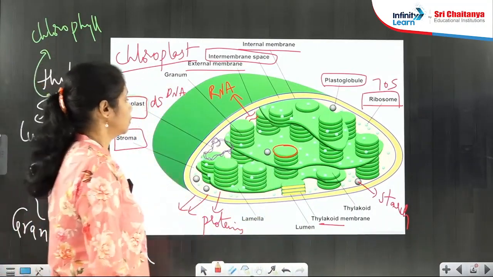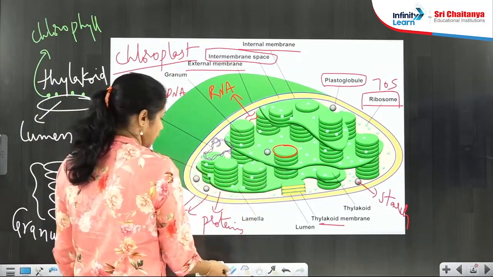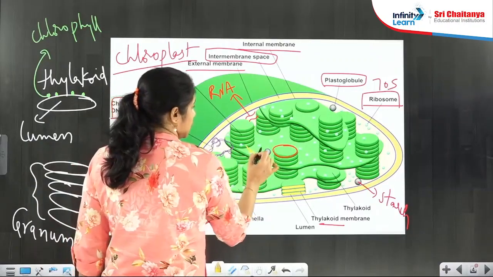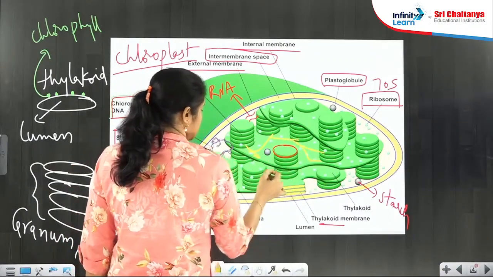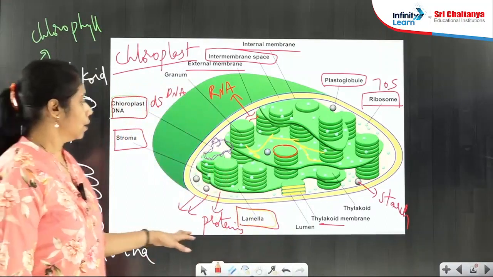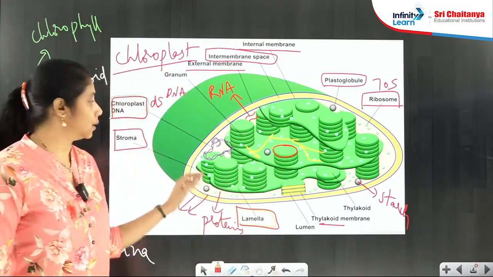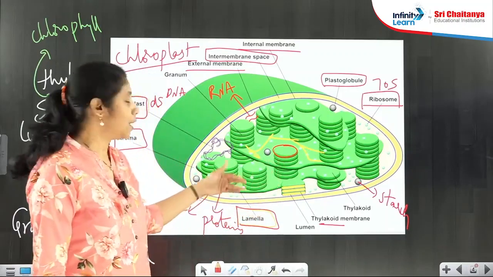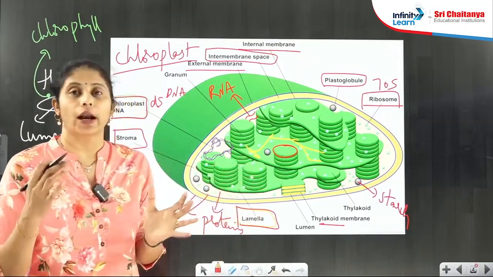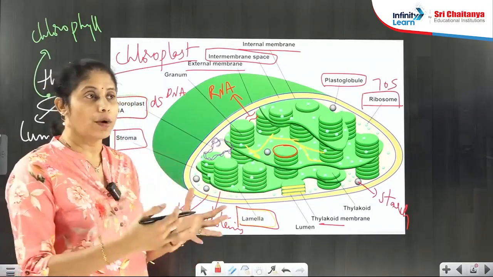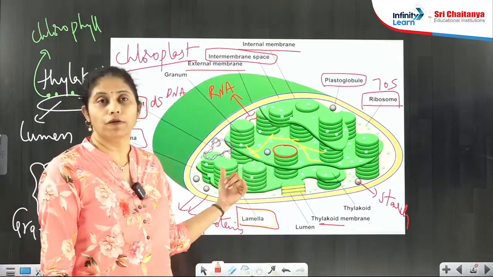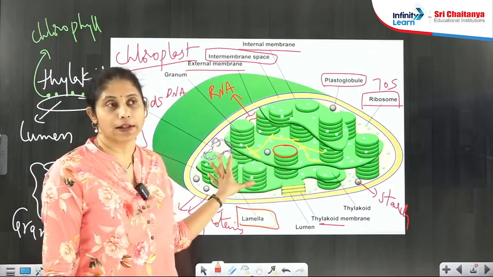Now, if you can see here, grana are interconnected by this green one. They are all connecting the grana here. These are called stroma lamellae. So, these stroma lamellae will be connecting the two grana together and they will be in contact with the stroma. And inside this stroma only, we have all enzymes which are required for photosynthesis. So, stroma, like a matrix, contains photosynthetic enzymes. Because it is involved in photosynthesis, only photosynthetic enzymes are present in the stroma.